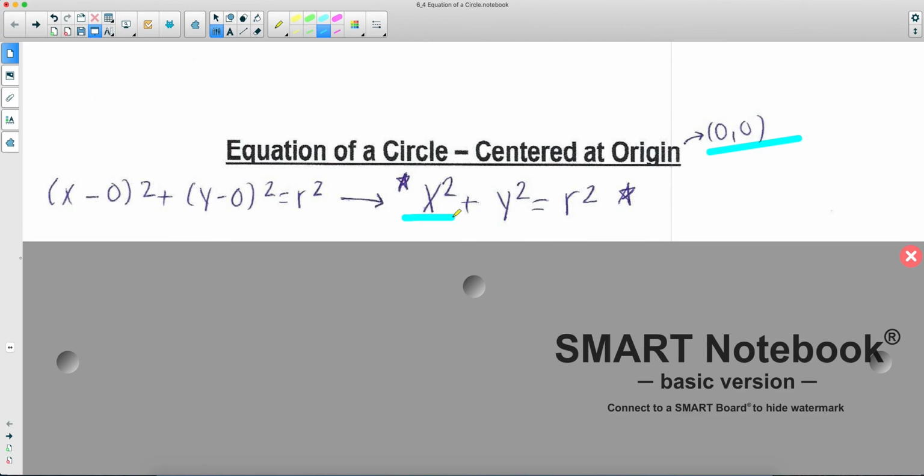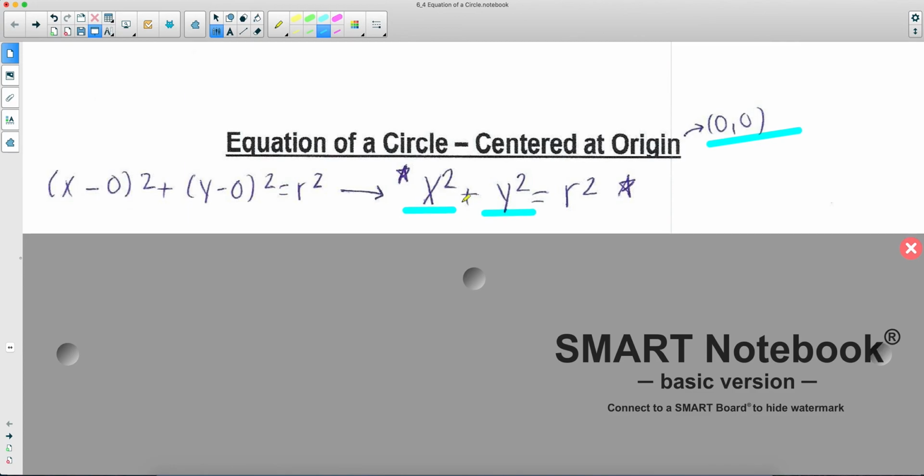So if you just see x squared in the equation of a circle, that means that the h value is 0. If it's just y squared, then the k value is 0, meaning that it's centered at the origin. Okay, so it's x squared plus y squared, centered at the origin, and then whatever your r value is here, that would be your radius.